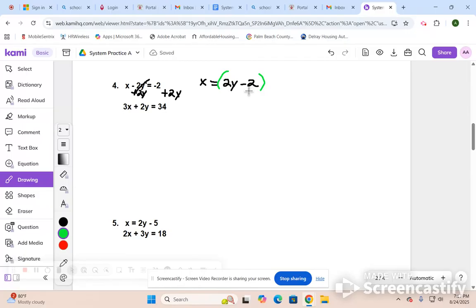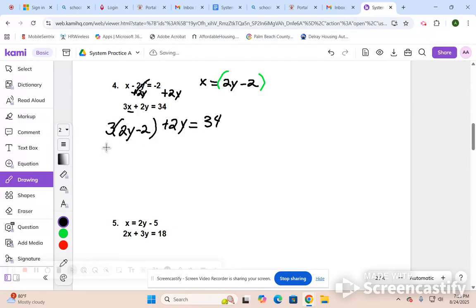So when we're talking about substitution, we can use a replacement for x or we can use a replacement for y. And we just use whatever is easiest. So in the second equation, we're going to replace x with 2y minus 2 because we have a replacement for x this time, not y. And then copy the rest of the equation.